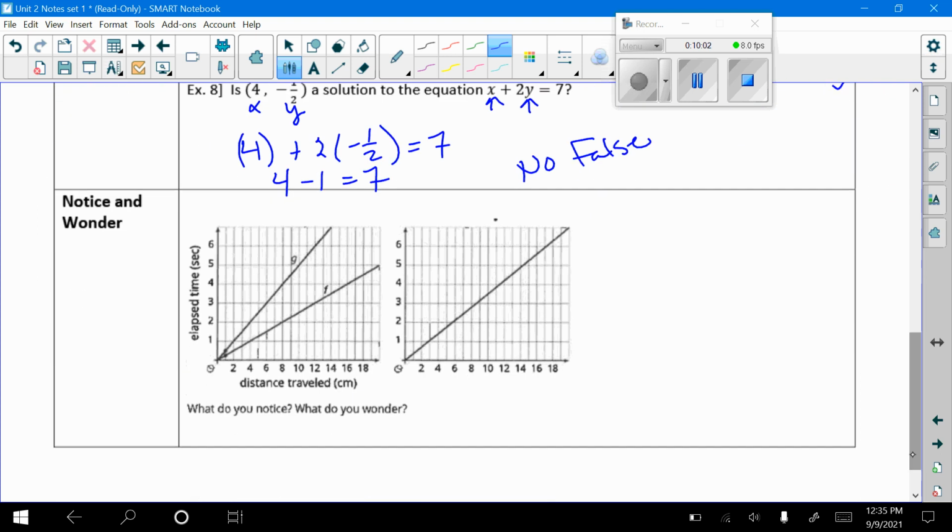Okay, the bottom part here, I want to note, what do you notice and what do you wonder? So I want you to try this on your own. Like, tell me what you think. This is all about you, your opinion. You really can't go wrong. What do you notice? Answer that question. And then what do you wonder? Ask that question or answer that question as well.